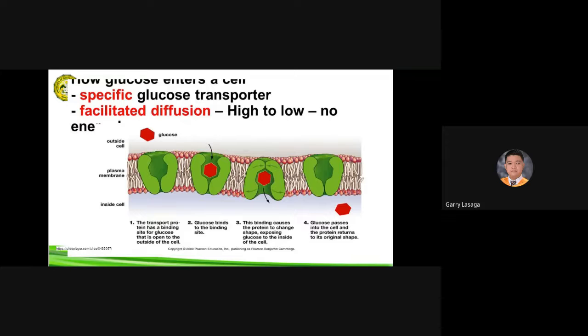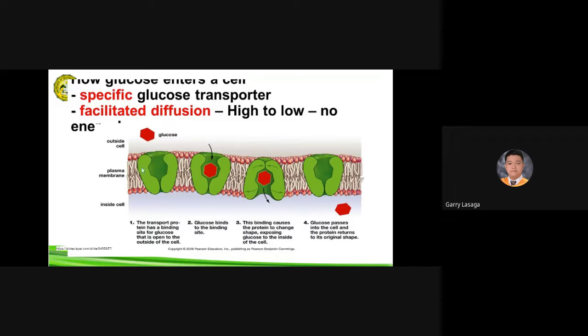For example, after a meal or after lunch, the blood glucose level will increase. This will facilitate the secretion of the hormone insulin. When insulin is secreted, it will promote the formation of these carrier proteins known as glucose transporters, or GLUT transporters, in the plasma membrane.